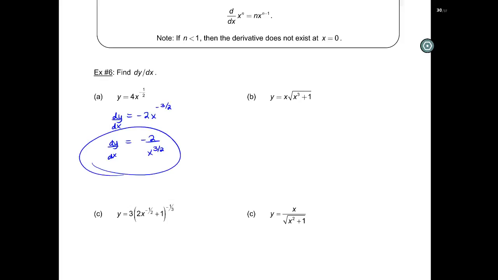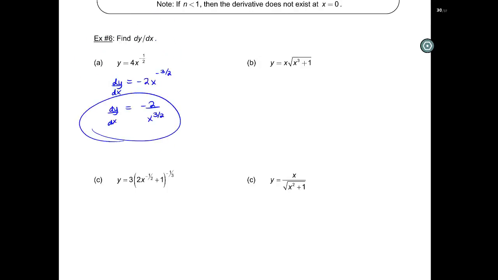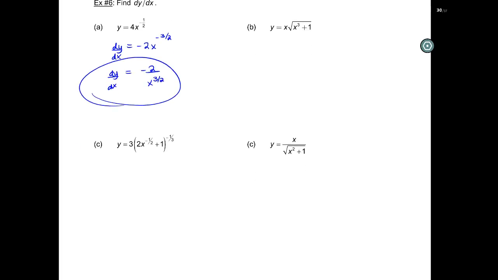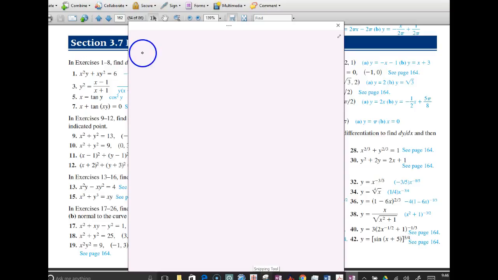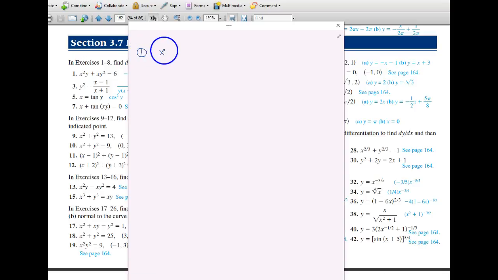Okay, actually, I'm going to pause here because we've done some of these questions previously, and it's no different than what we've already done. So let's do this one. This one's definitely a tough one here.